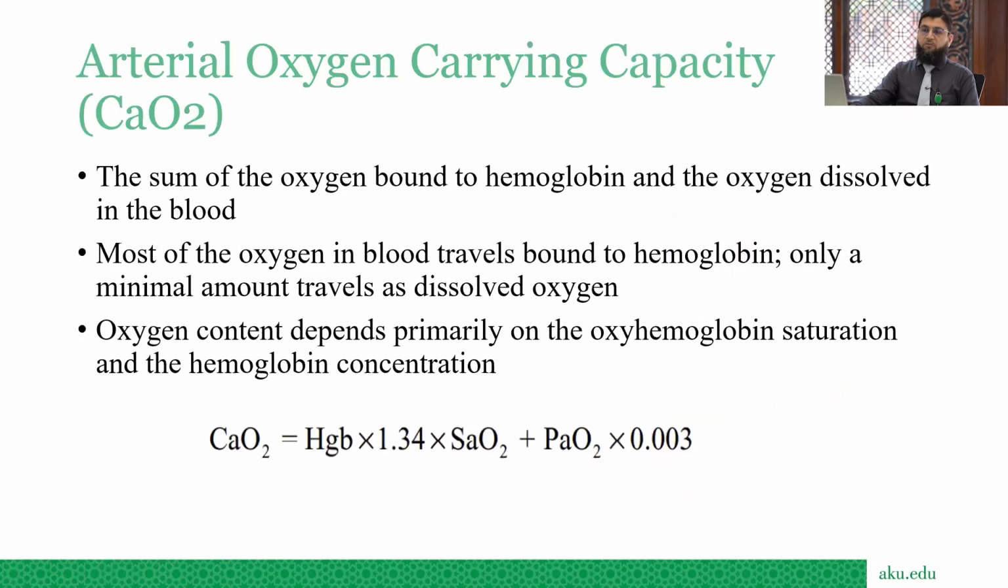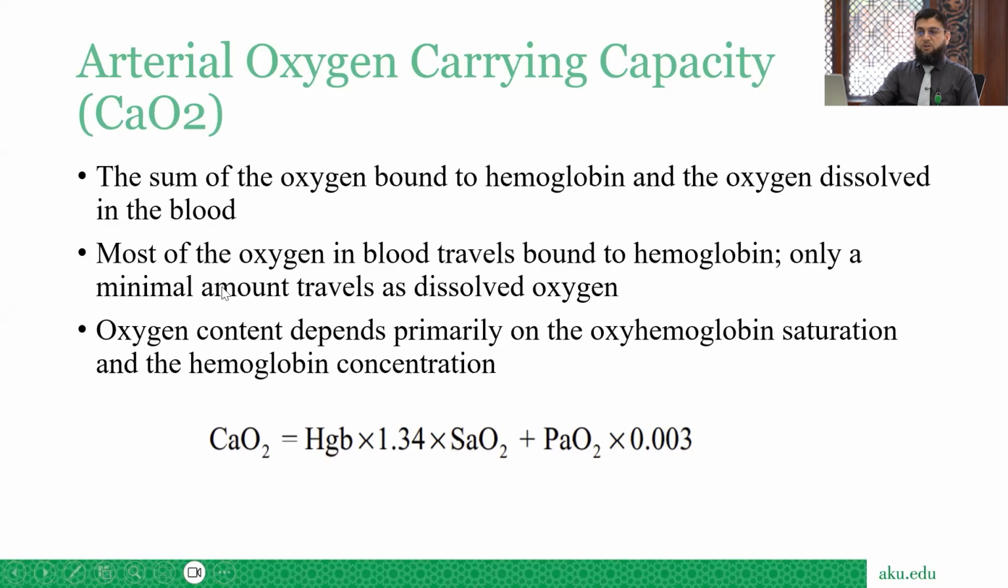So what is oxygen carrying capacity? It is the sum of oxygen bound to hemoglobin and the oxygen dissolved in the blood. In this formula, hemoglobin is multiplied by 1.34 and the saturation of arterial oxygen. 1.34 is the amount of oxygen attached to one hemoglobin molecule, and when multiplied, this gives you the oxygen bound to hemoglobin. Then the partial pressure of arterial oxygen is multiplied by 0.003, which is almost negligible. This is the dissolved oxygen in the plasma, and the combination of these defines oxygen carrying capacity.